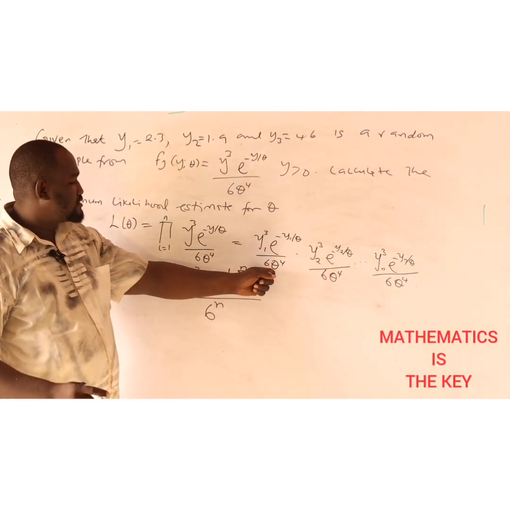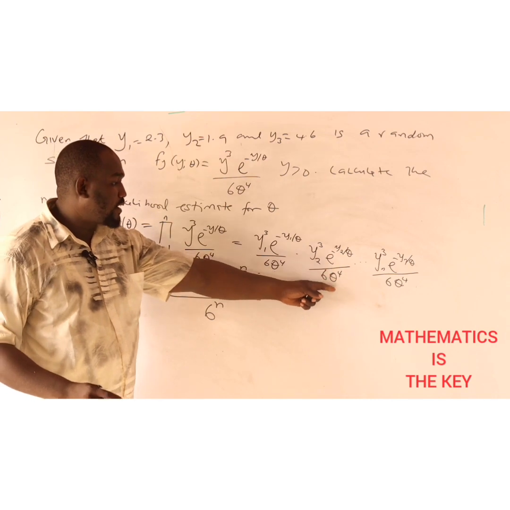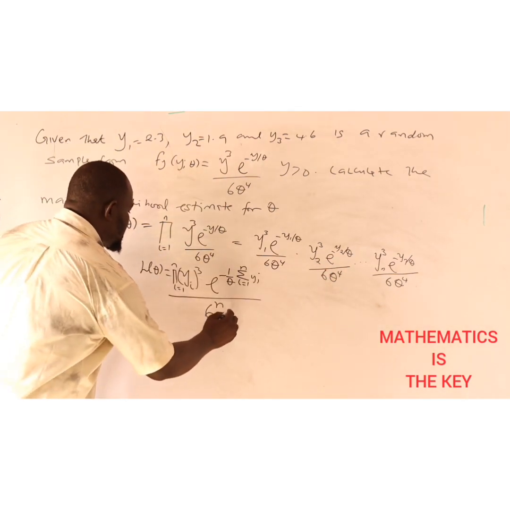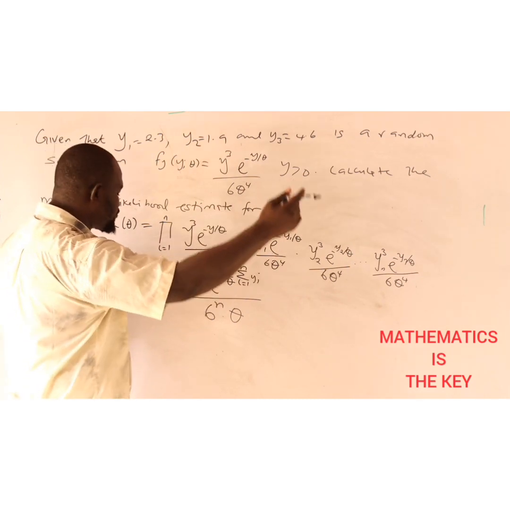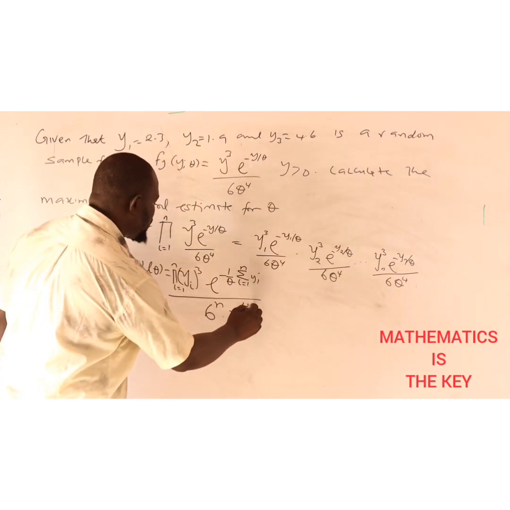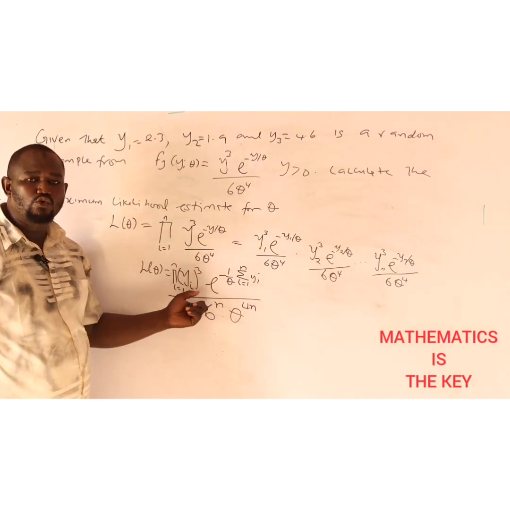Here, theta to the power of 4 multiplied by another means it has a base of theta. Then we have 4 plus 4 plus 4 up to n times, so we have 4n. This is our likelihood function.